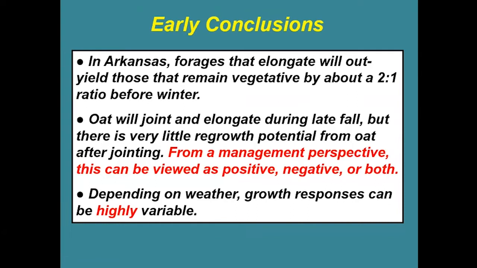So the early conclusions were in Arkansas, forages that elongate will out-yield those that remain vegetative by about a 2-to-1 ratio before winter. Oat will joint and elongate during late fall, but there's very little regrowth potential after jointing. From a management perspective, however, this can be viewed as positive, negative, or both, depending on what your production goals are. We could discuss that in more detail if anyone is so inclined to ask about it. Depending on the weather, growth responses can be highly variable, and these were all done without the benefit of any type of irrigation.